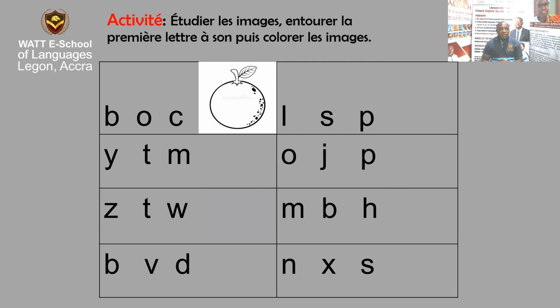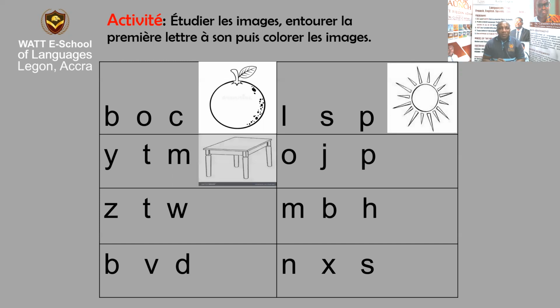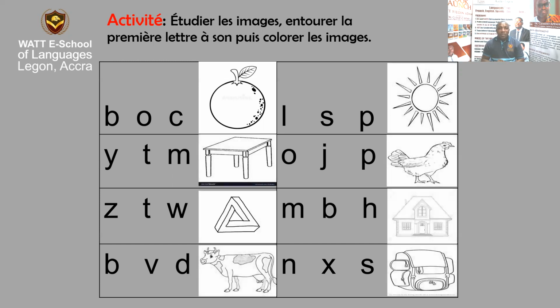So the first one is this. We have letters B, O, C. And what we have on your screen, who can tell us? You said orange, orange is correct. So the name of the image there is orange. So what is the first letter sound, Jennifer? O, O is correct. We are going to do the same with the rest. So let's go and circle O. O is the correct answer.